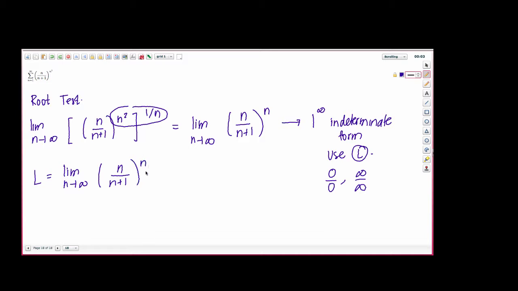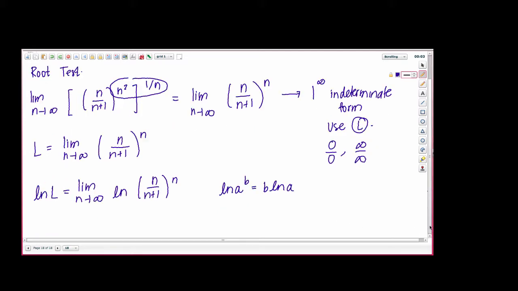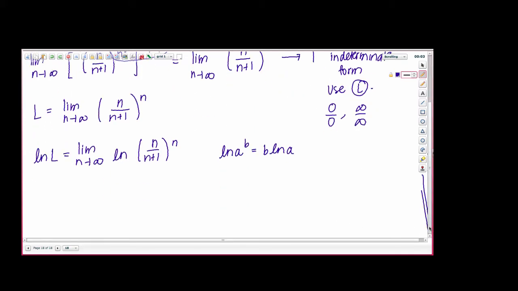And then to get this n out of the exponent, we're going to take the natural log of both sides. So we get natural log of L is the limit as n goes to infinity of the natural log of (n over n plus 1) to the n. And now remember that the natural log of a to the b is just equal to b times the natural log of a. So the exponent pulls down, which is why we did this, so that n is going to pull down. So we get the limit as n goes to infinity of n times the natural log of n over n plus 1.